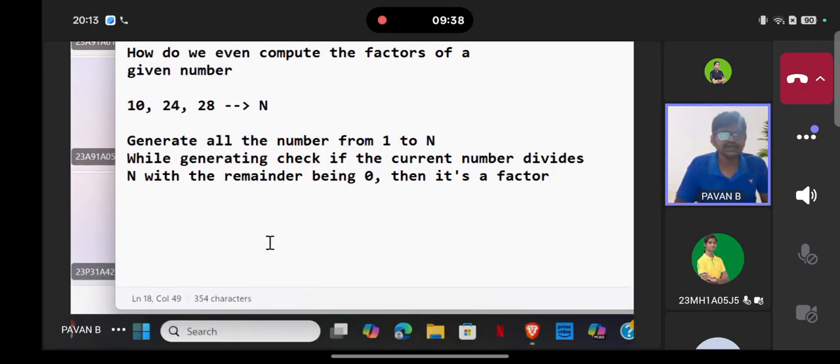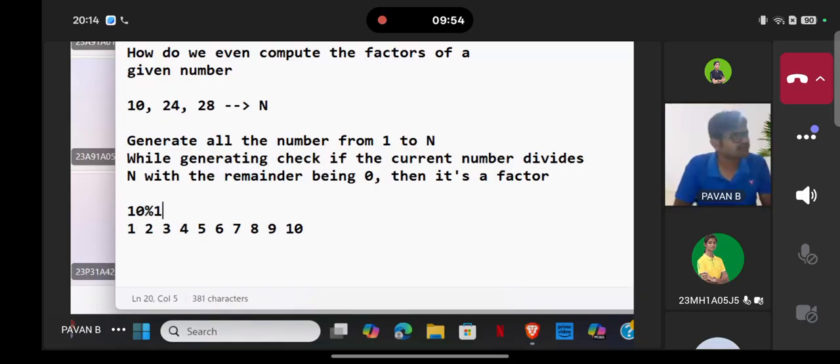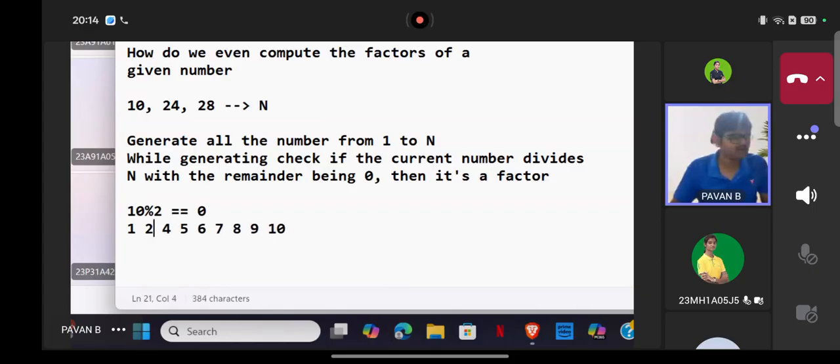If you take a number like 10, the idea is to generate all the numbers from 1 to 10: 1, 2, 3, 4, 5, 6, 7, 8, 9, 10. While generating, you check: is 1 dividing 10? Simply put 10 mod 1. Is it 0? Yes, so keep 1 in the picture, which means it's a factor. Now check 2: is 2 dividing 10? Yes, keep it. Is 3 dividing 10? No. Is 4 dividing 10? No, so take out 4. Is 5 dividing 10? Yes. 6, 7, 8, 9? No. 10? Yes.